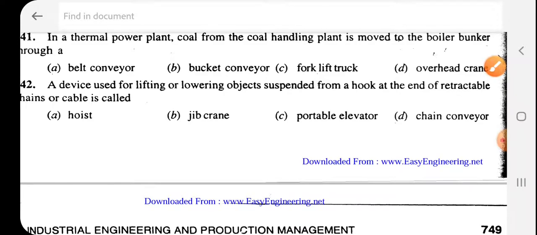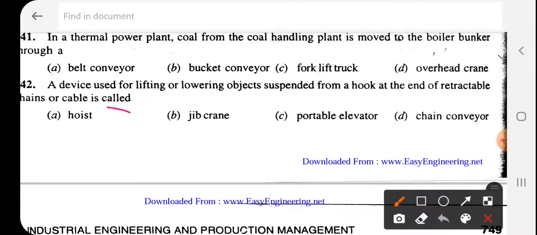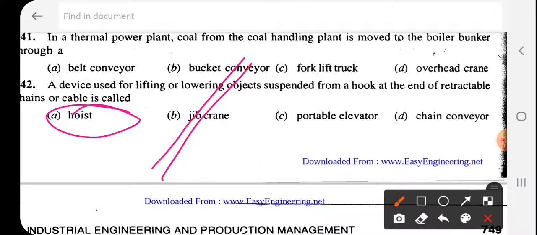142. A device used for lifting or lowering an object suspended from a hook at the end of a retractable rope or cable is called a hoist. So this will be a crane. Here will be one rope, and here will be the hook.